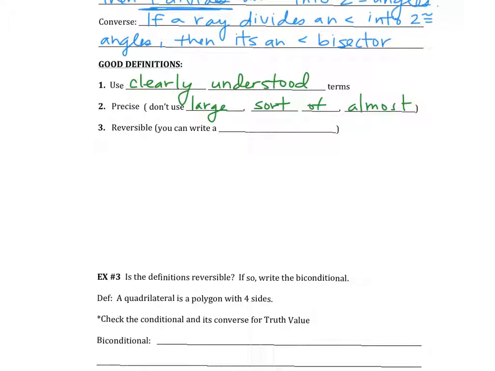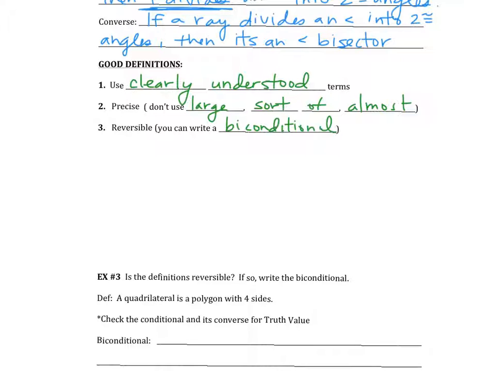Okay. And then the last one, if it's reversible. So if, like we did at the beginning of the lesson, if you can write a biconditional from it, it's a good definition, okay? And that's the one that I feel like is usually the easiest to check. Like, can I write it both ways and it's still true both ways, okay?